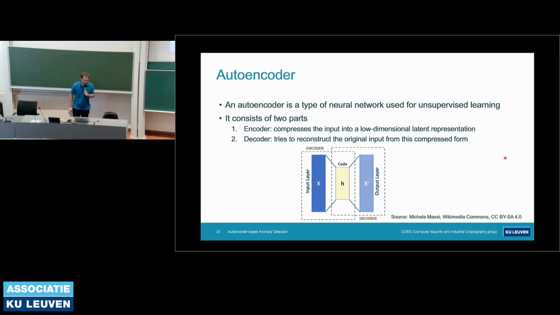Very briefly, an autoencoder is a type of neural network for unsupervised learning, and mostly consists of two parts, the encoder and the decoder. The encoder tries to compress the input into a lower dimensional representation, and the decoder takes that and tries to reconstruct the original form. And basically the autoencoder learns to do this as accurately as possible with the least amount of error between the reconstructed data and the original input data. So why is this interesting to us?